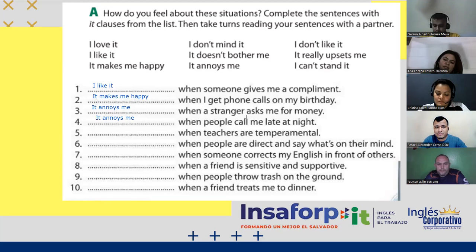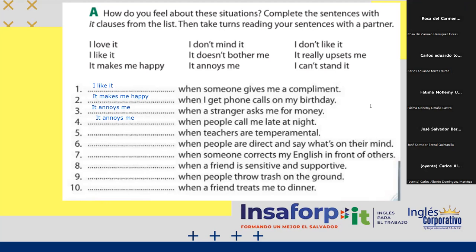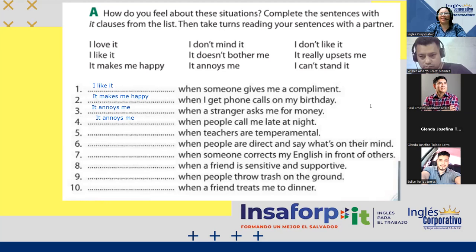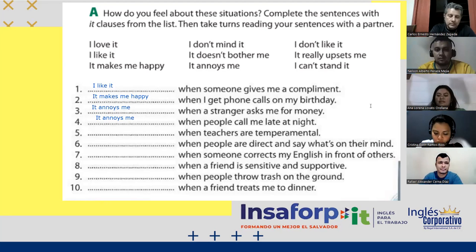Now, Raul, it's your turn. Choose a classmate and ask the question. How do you feel when teachers are temperamental? Sorry? Ahora usted tiene que hacerle la pregunta. You have to ask the question to another classmate, number five. Okay, let me see who this is. I don't remember the names. How do you feel when teachers are temperamental? Okay. I don't like it when teachers are temperamental.